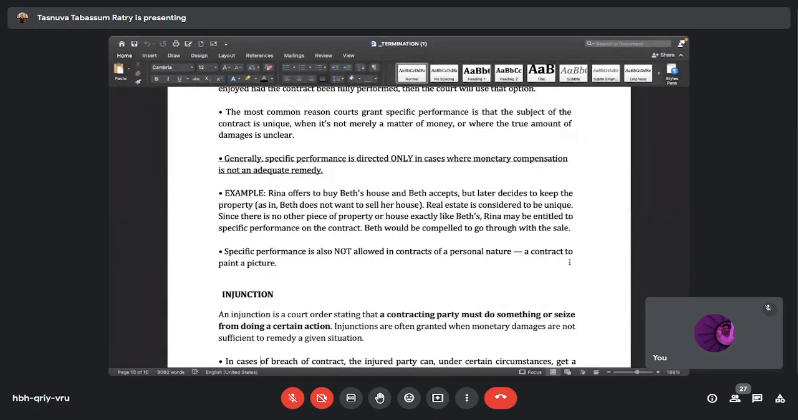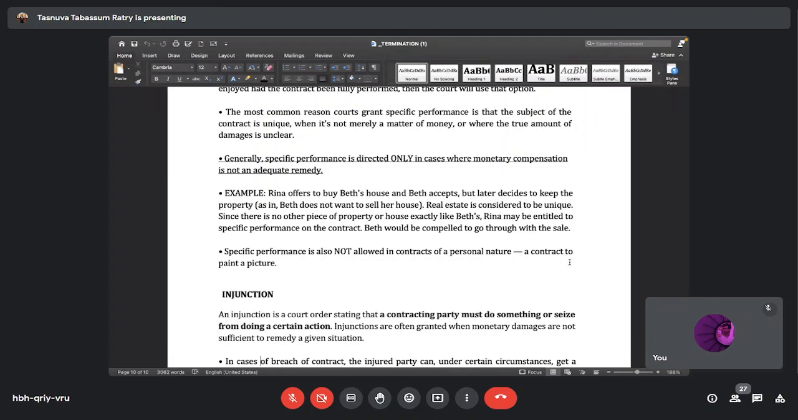In situations like this, where the contract terms are unique or limited and the consequences of the contract are also limited and unique, usually an order of specific performance is given. Of course, there will not be any other house like Beth's, right? There will not be any other property that will exactly look like this. So the court will give an order of specific performance that would compel Beth to go through the sale as per the terms and conditions of the contract.